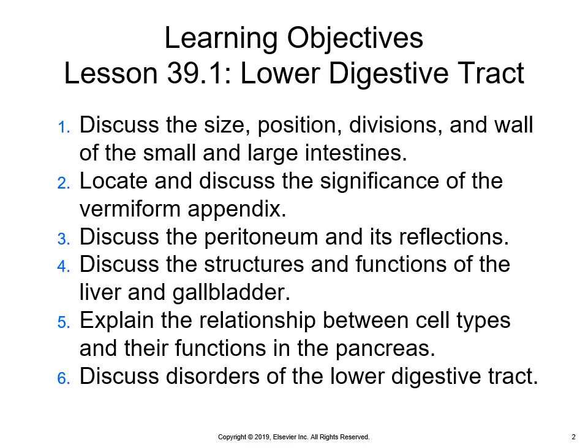All right, these are our learning objectives. We're going to discuss the size, position, divisions, and the wall of the small and large intestines. We're going to locate and discuss the significance of the vermiform appendix, discuss the peritoneum and its reflections, and we're also going to discuss the structures and functions of the liver and the gallbladder, explain the relationship between cell types and their functions in terms of the pancreas, and also discuss disorders of the lower digestive tract.